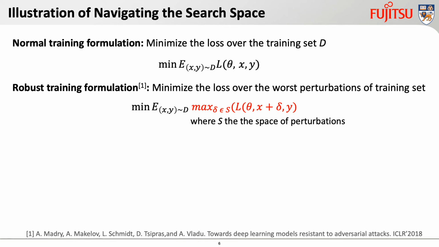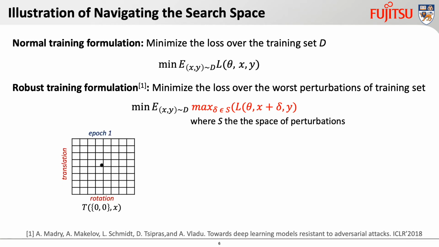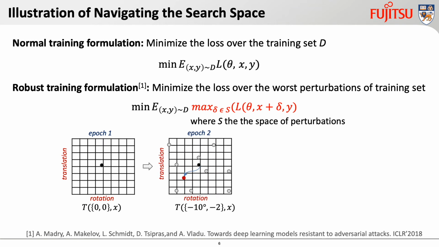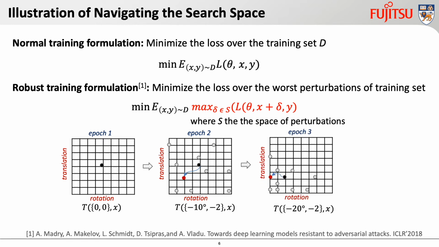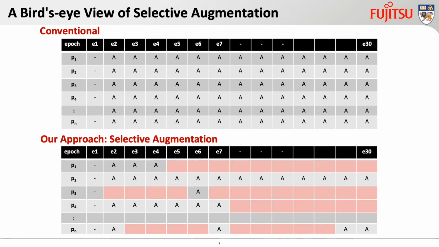Here is an example with two transformations. In the first epoch, we train the model using the original image. From the second epoch, we first generate a set of perturbations and select the worst perturbation with the highest loss. The selected perturbation will be used to train the model in the second epoch, and also it will be used as the seed image in the third epoch. This process continues until we train a robust model.